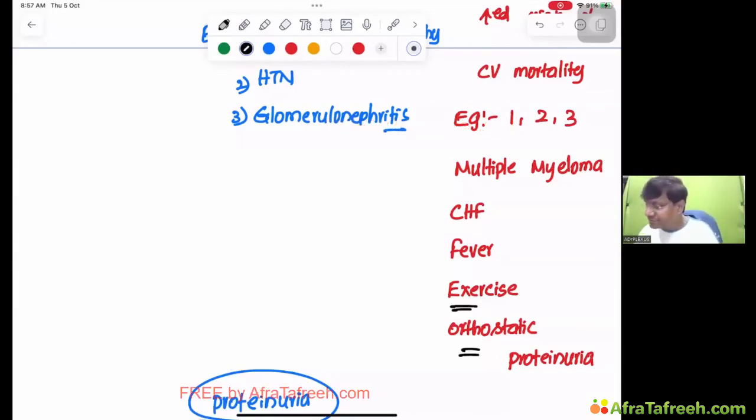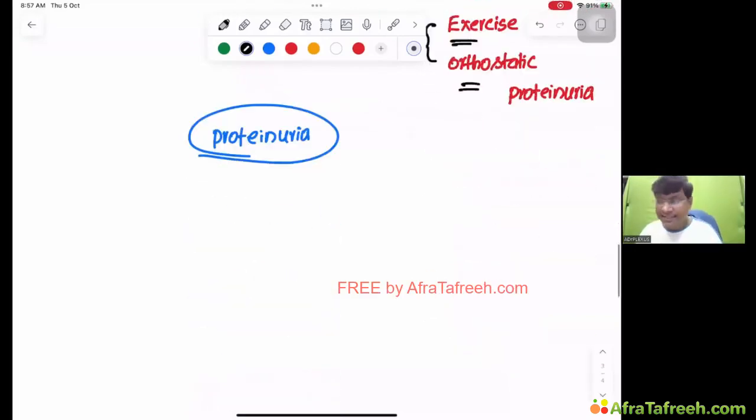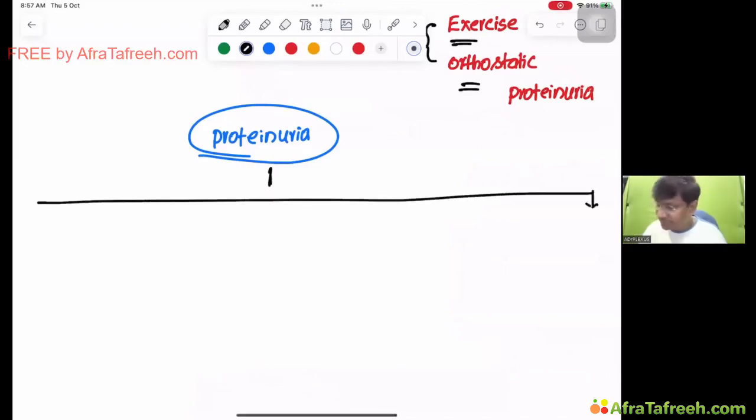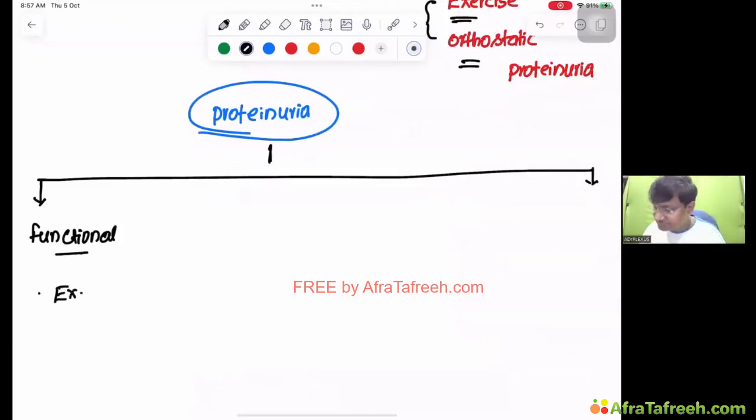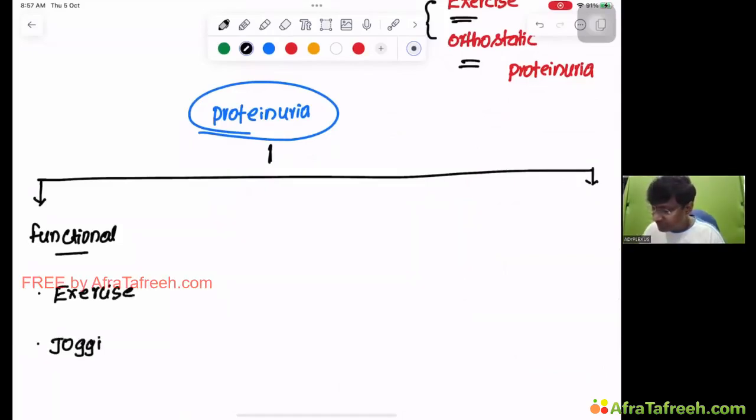Now both of these conditions, that is exercise and orthostatic proteinuria, come under what is called functional proteinuria. Functional proteinuria means you don't have any pathology within the kidney, right? Exercise or jogging can increase the quantity of the proteins in the urine, and that we call functional proteinuria.